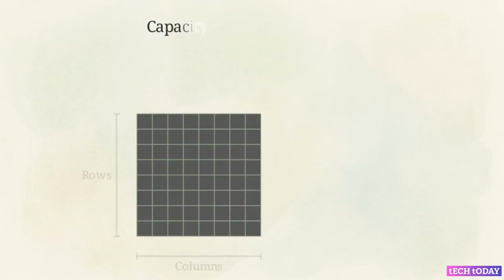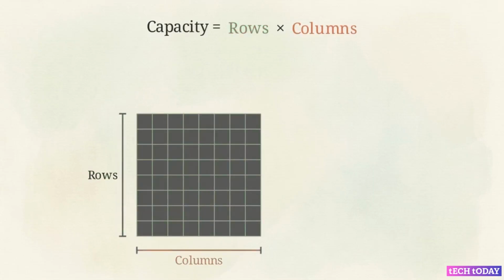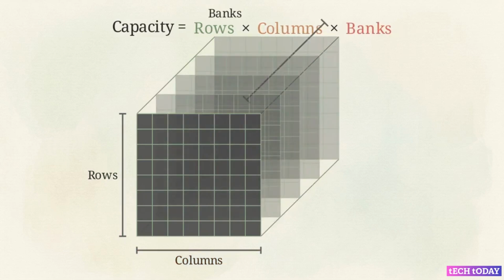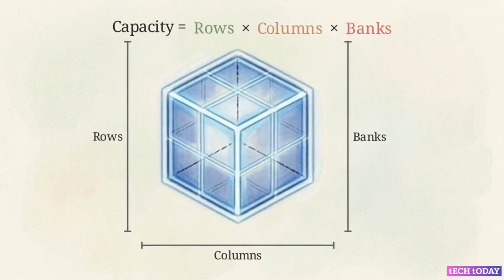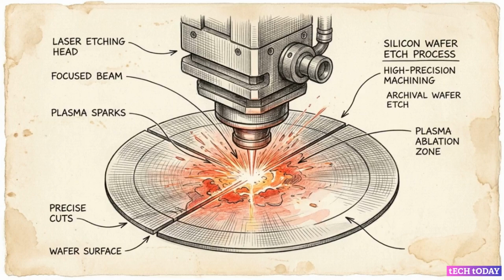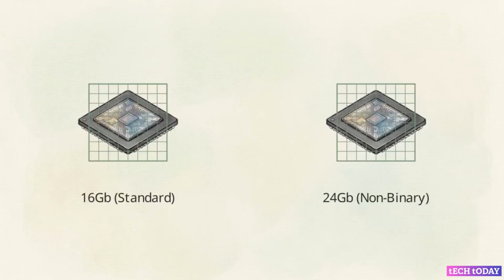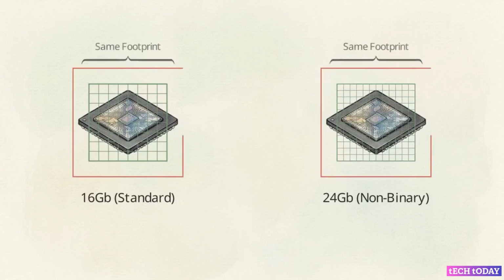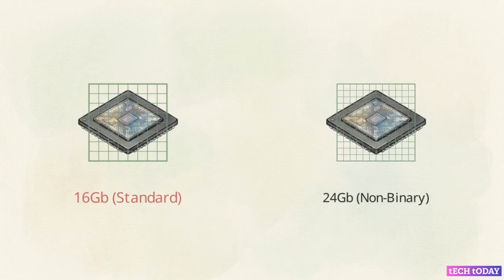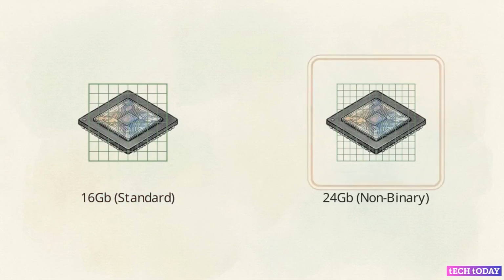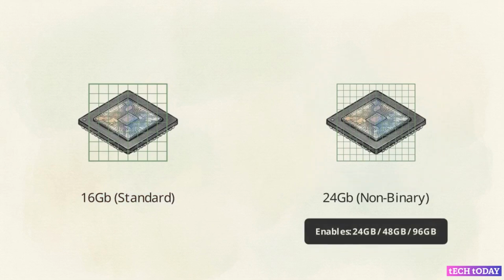The total capacity of that chip is calculated by multiplying its addressable rows by its columns and then by the number of internal banks holding those grids. To increase capacity without changing the physical chip footprint, manufacturers shrunk the silicon fabrication process, fitting 24 gigabits worth of cells onto the same size die that previously held 16. This non-binary density is what allows for 24 and 48 gigabyte modules.